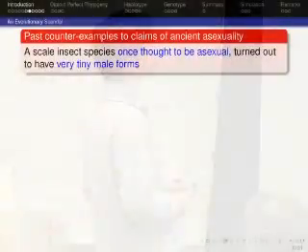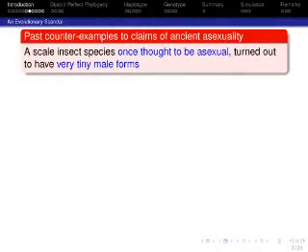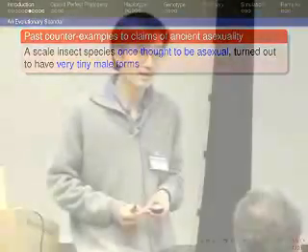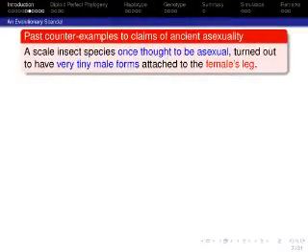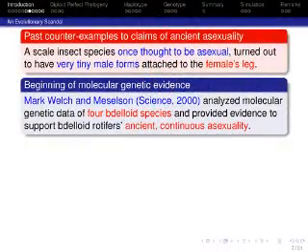But there are counterexamples to the claim of ancient asexuality in the past. So a scale insect species, once thought to be ancient asexual, turned out to have very tiny male forms that happily live attached to the female's leg. This is not science fiction, this is real science. It happens in real life, too.